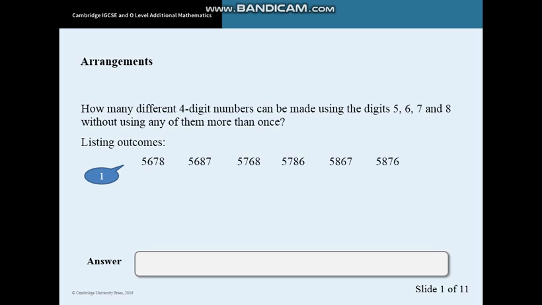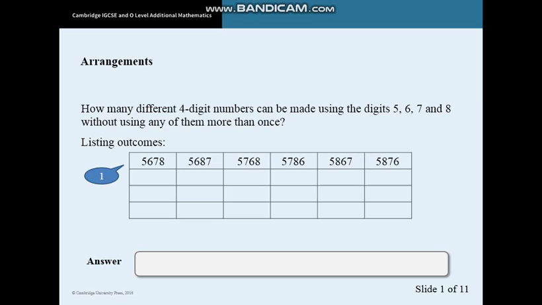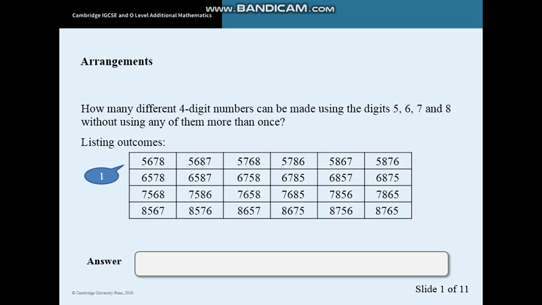If you list all of them, you will get all of these numbers starting from 5, and we have another set of numbers, and a couple of them starting with 6, starting with 7, and starting with 8. So there are 24 different 4-digit numbers that can be made using the digits 5, 6, 7, and 8. But sometimes we will miss one of the numbers, or it takes a long time. So this is the first way.